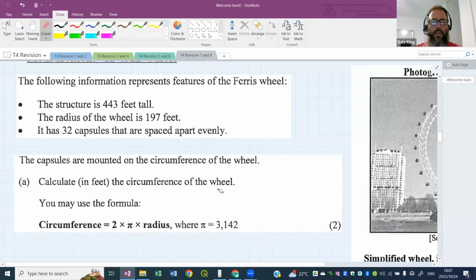Right, nice and easy. The radius of the wheel is up there in the information that's given to us. They want you to work out the circumference of the wheel, and they give you the formula to use. Nice and easy. Sub into the formula. Off you go. Should take you a minute or two.